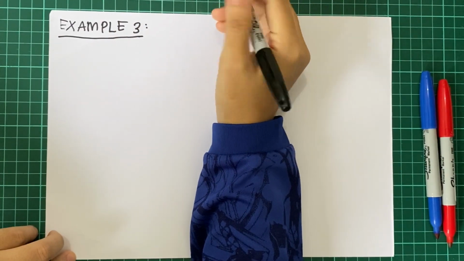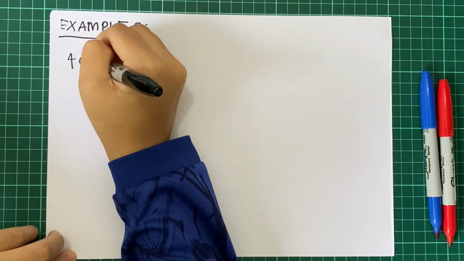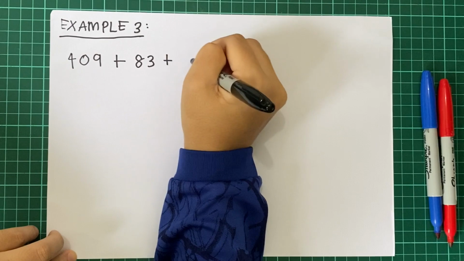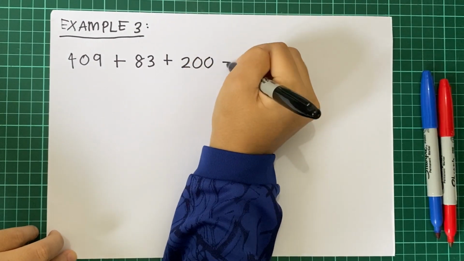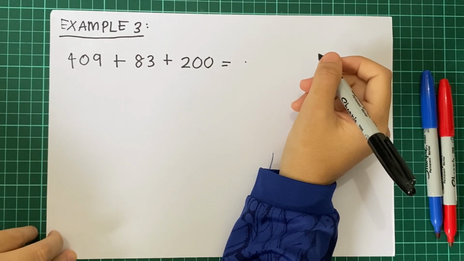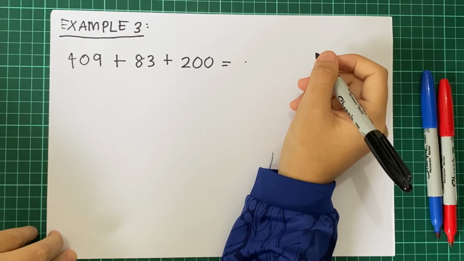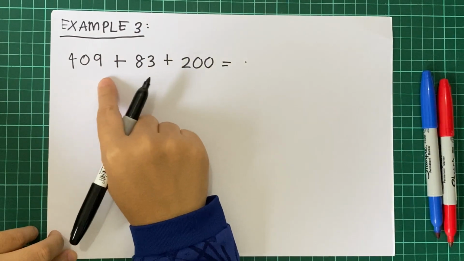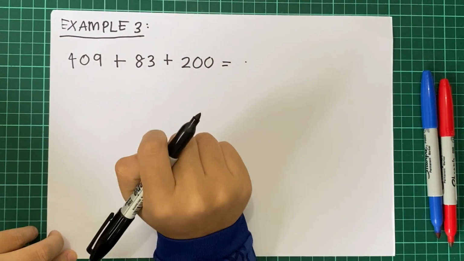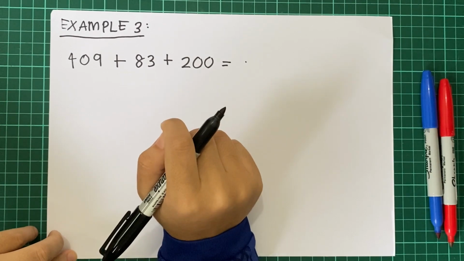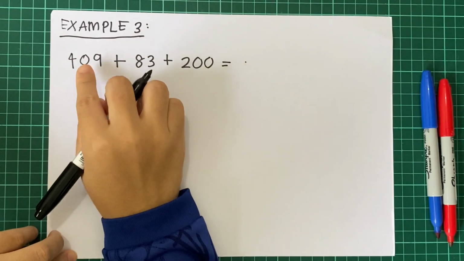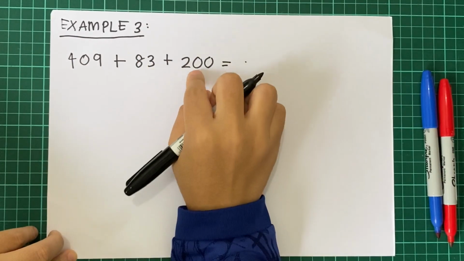Now, let's say I have 409 plus with 83 plus with 200 equals to how much? I would like to remind you, for addition, it doesn't matter how the number is arranging. For example, like these questions, the number is not arranging from the biggest to the smallest. That means for addition, you just need to plus the number according to its position, which is the first number with the second number with the third number.